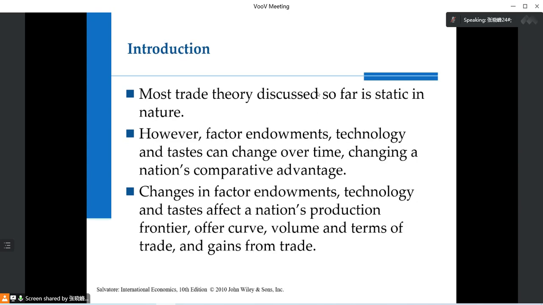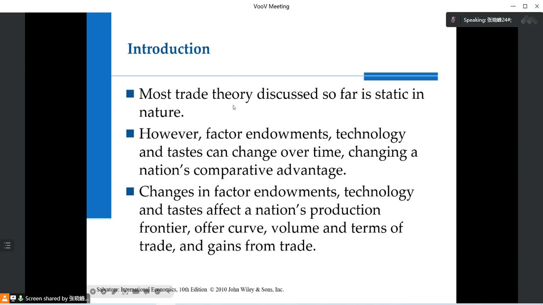Now, in this chapter, we are going to learn, in brief introduction: most of the trade theory discussed so far is static in nature, not dynamic. This is the first point. The next point is that, however, factor endowments, technology and tastes can change over time, changing a nation's comparative advantage.